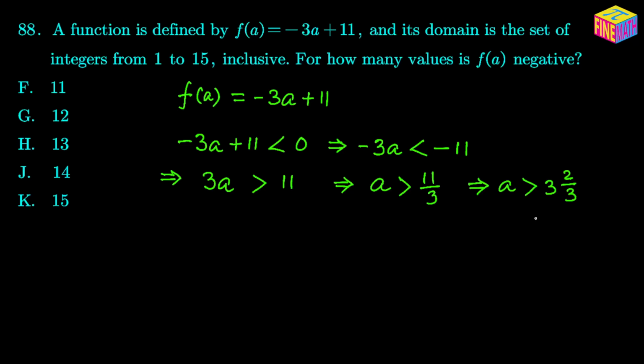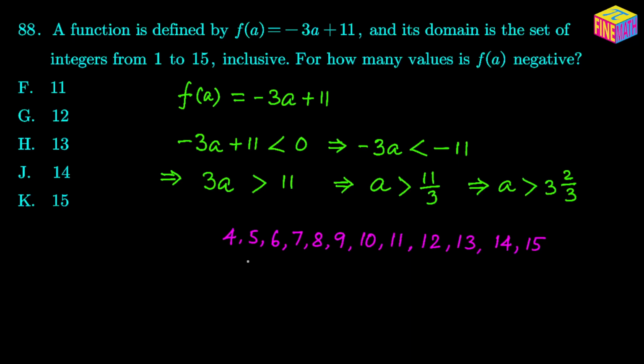Now because the domain is a set of integers, we really cannot start from this particular fraction here, right? We have to start from the next integer, which will be 4. So we have to start from the next integer. That means for these values of a, the function value will become negative.